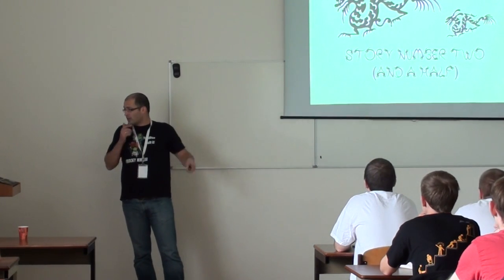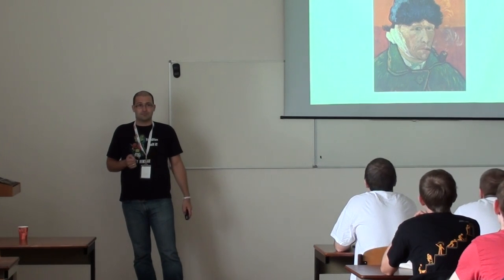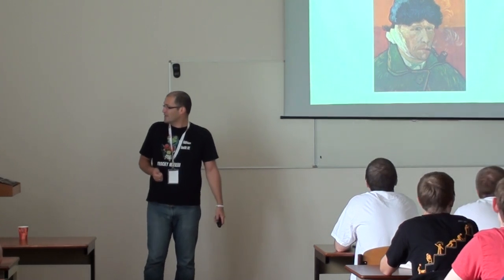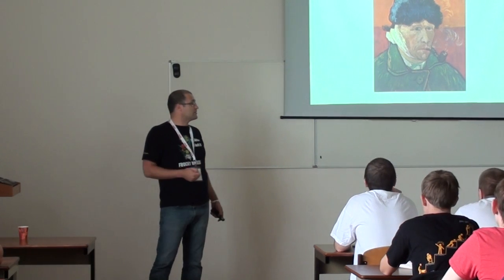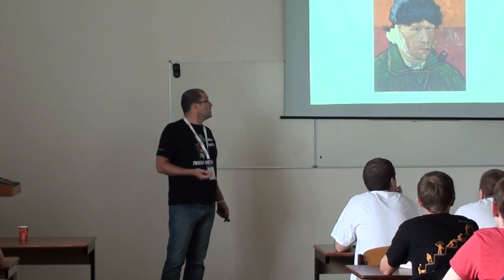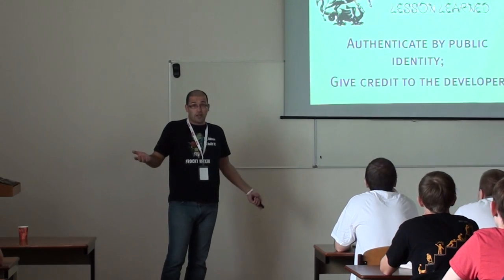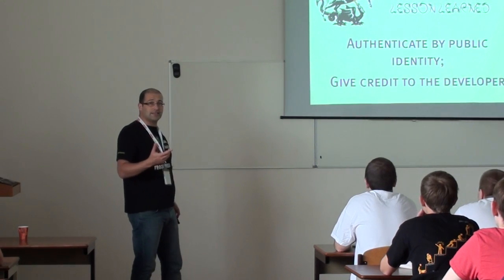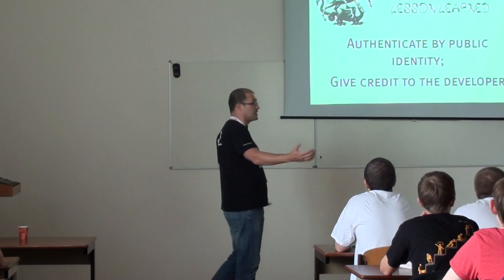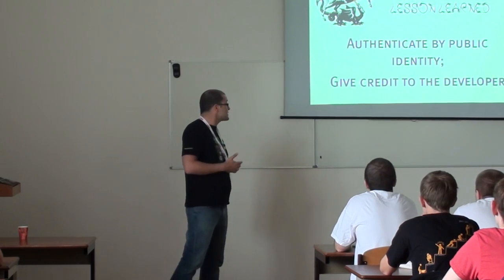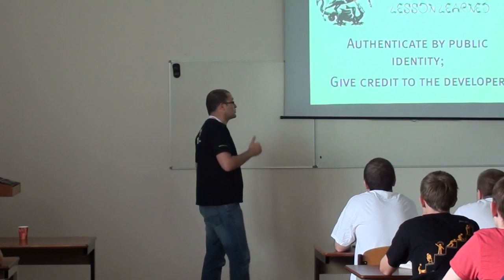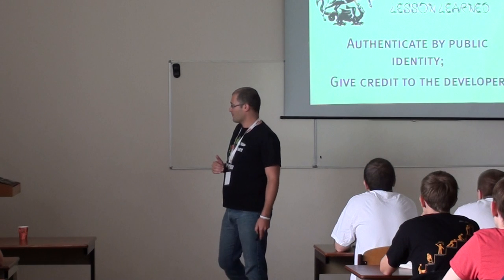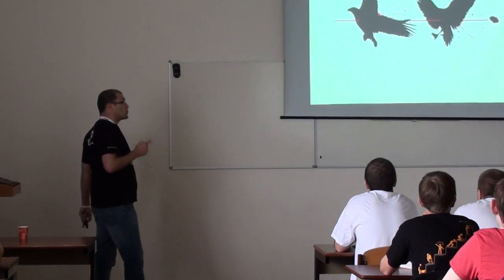Well, here is story number 2.5. Yeah, it's a sad story. This guy cut his ear off and died unappreciated. So, what we can learn from these two stories, 1.5, is that we should authenticate by public identity, not by some cryptic PGP key that turns out to be Henry Heine's, and we need to give credit to the developer to prevent more accidents like Van Gogh. So we can kill two birds with one stone by doing something like that.